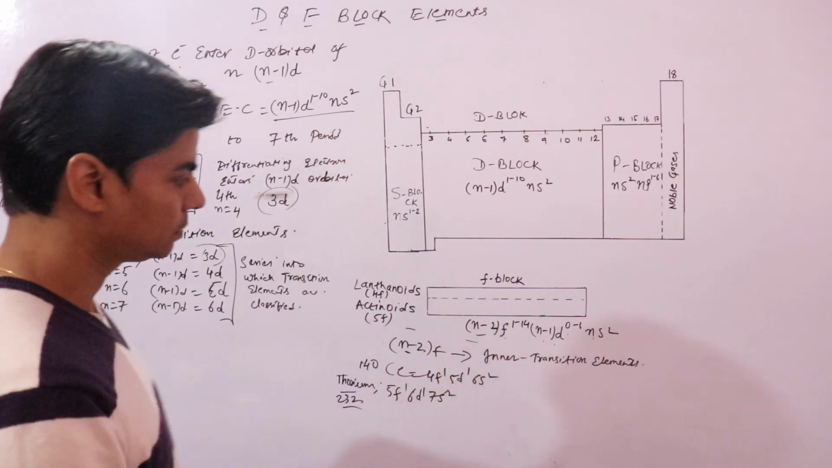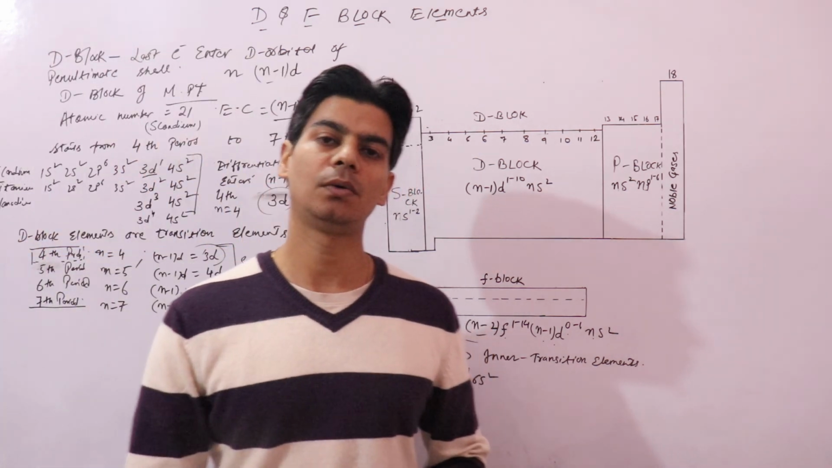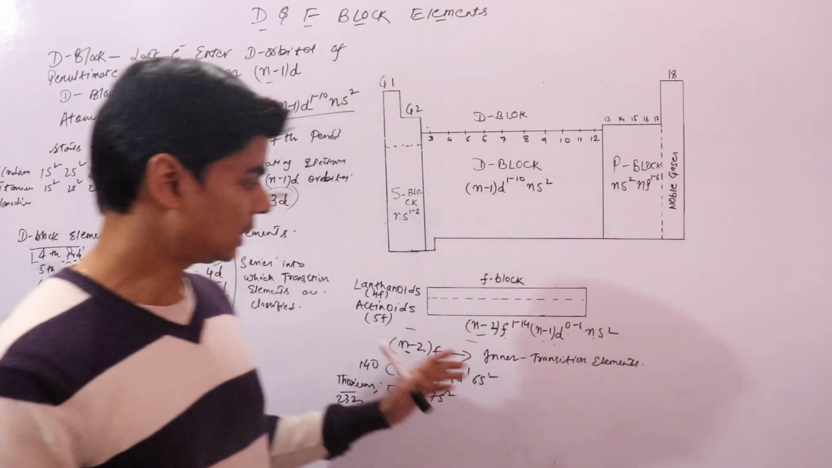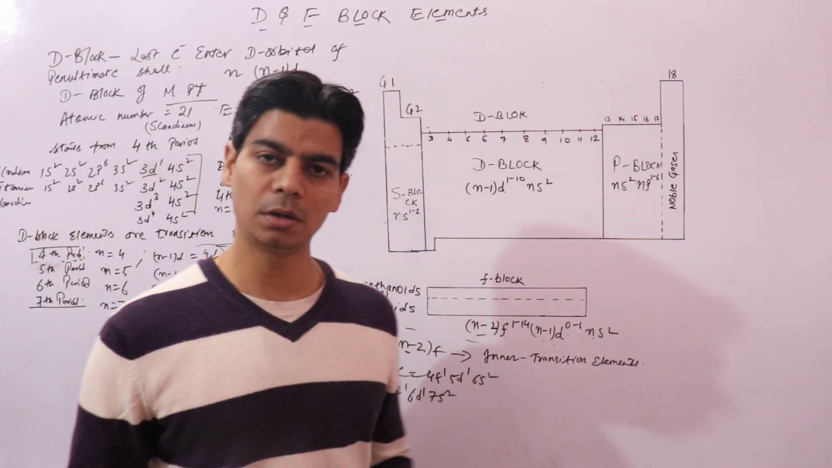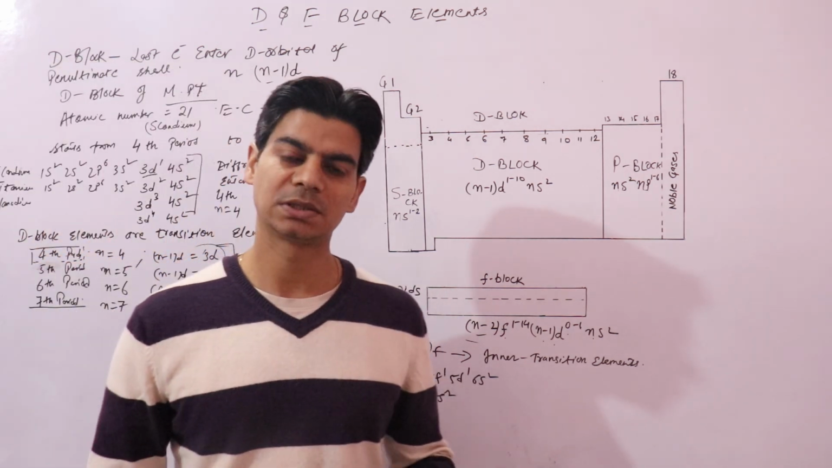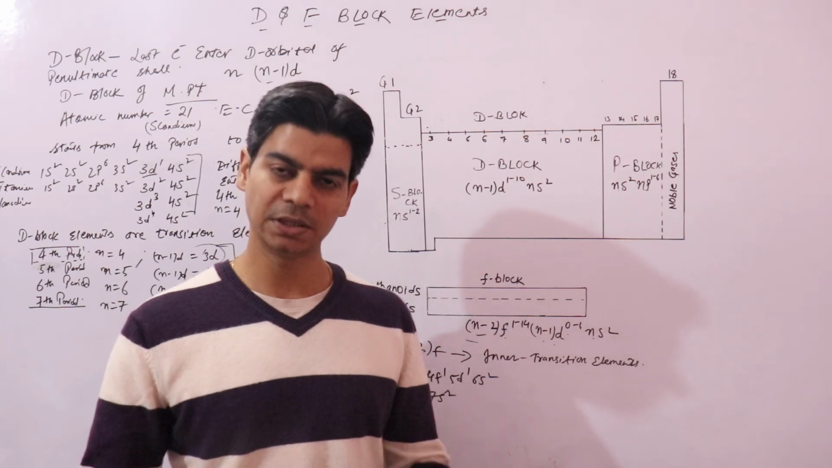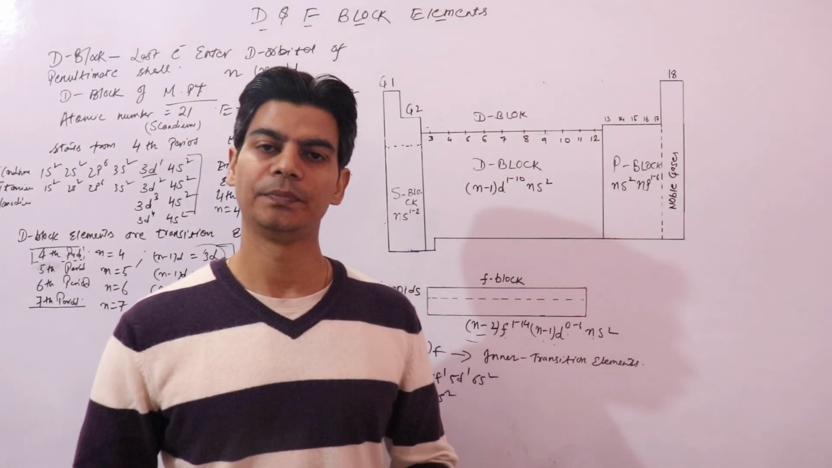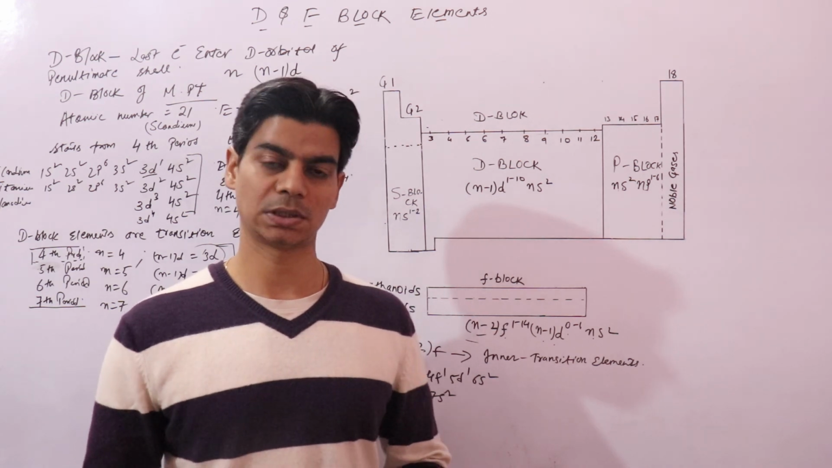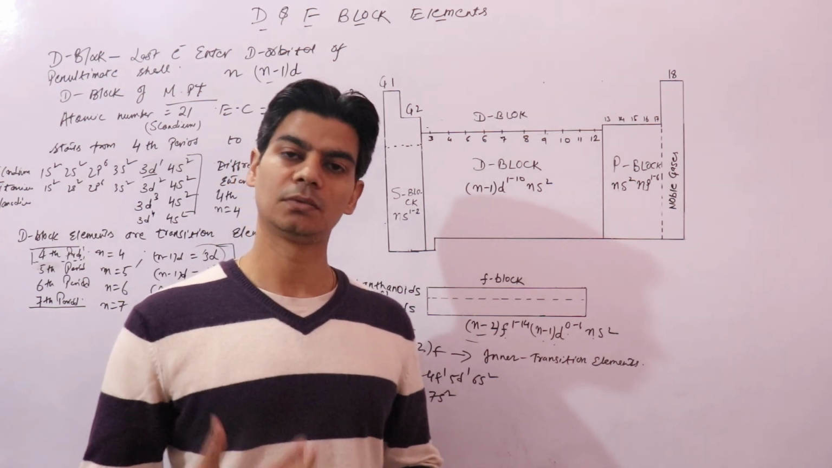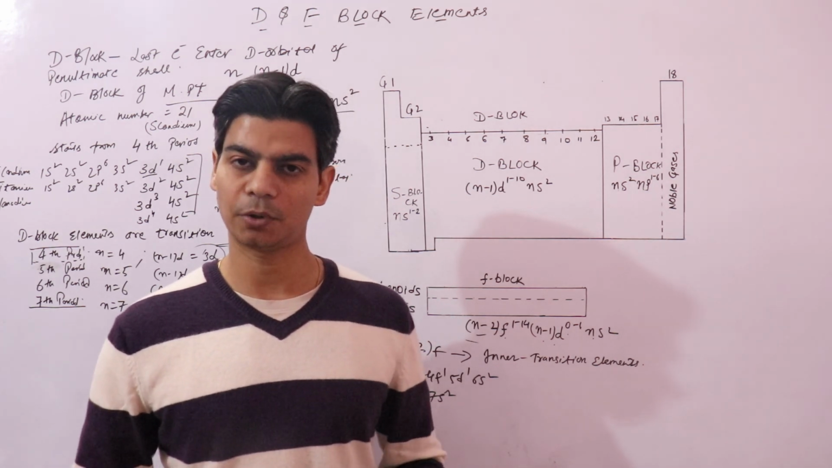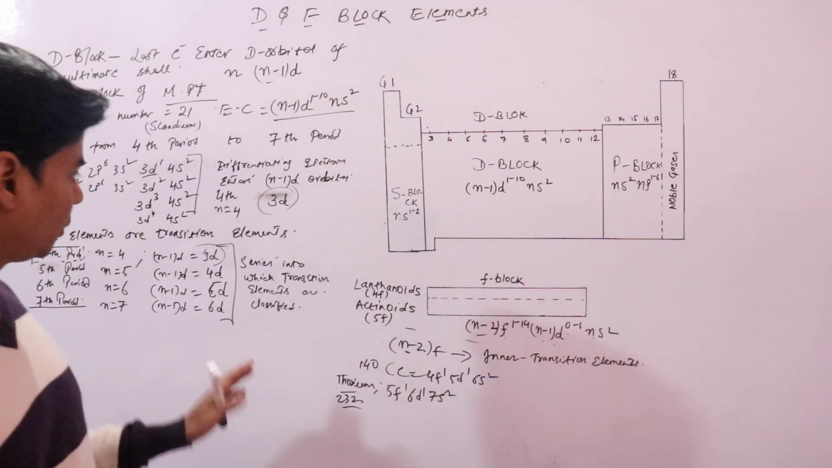From the next lecture we will start talking about the properties of transition elements, because transition elements are important. We have very important elements like silver and gold in this series of D block elements. And we have very important elements used in industrial processes, like iron and copper. All these are used as catalysts in many industrial processes. I hope all this is clear.